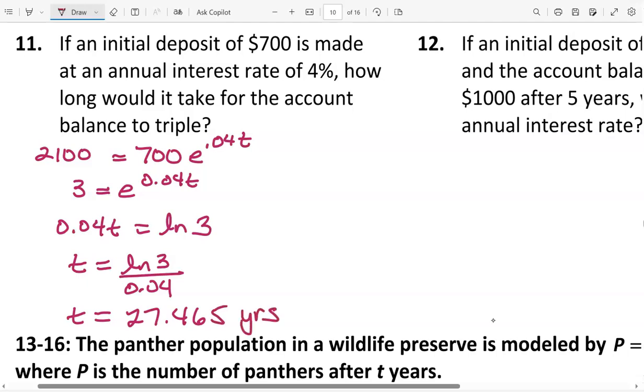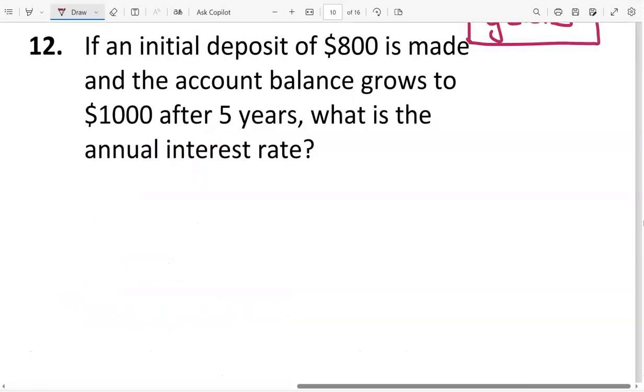And again, that would be years. For 12, an initial deposit of $800 is made into an account, and the account balance grows to $1,000 after 5 years. What is the annual interest rate? So our account balance here grows to $1,000, and the initial deposit P was $800. And we don't know the interest rate, but t is equal to 5, so 5 times r is the exponent.